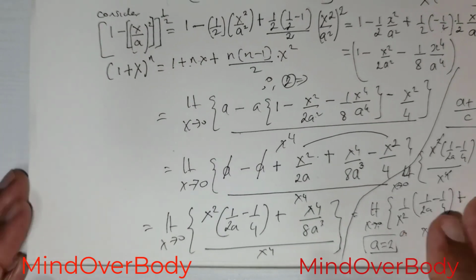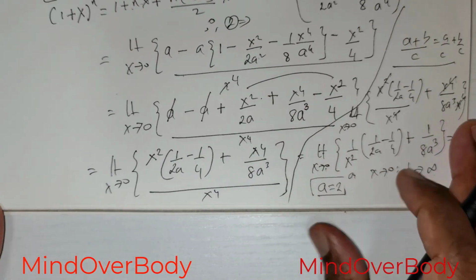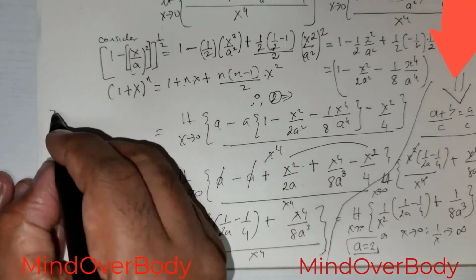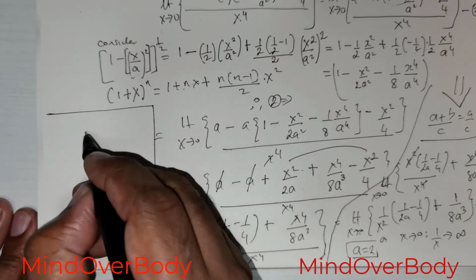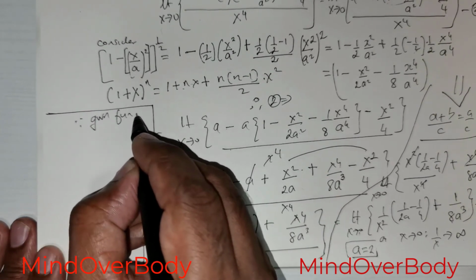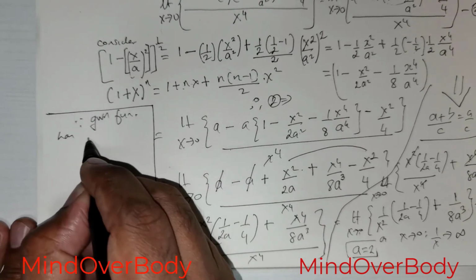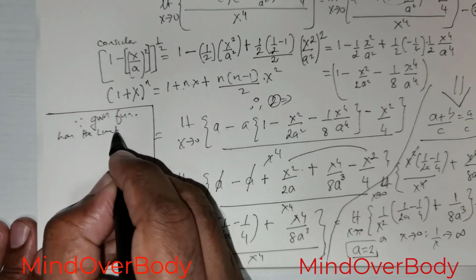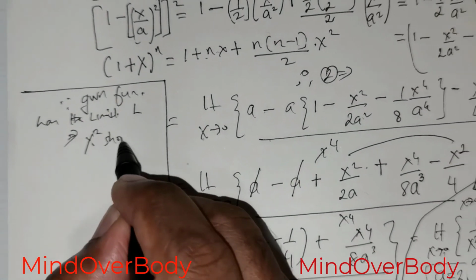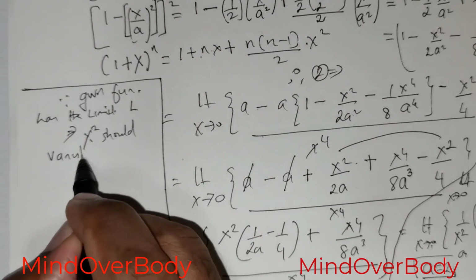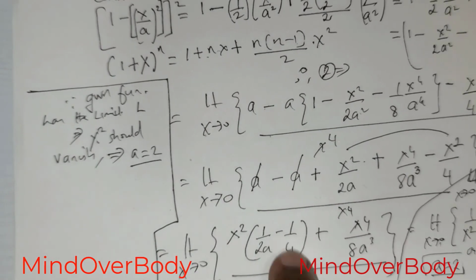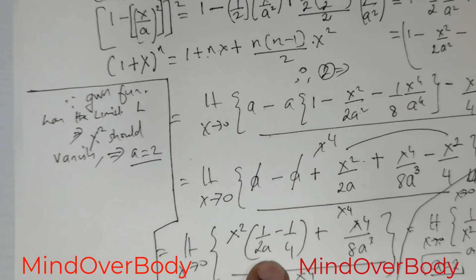So I'm going to state that this is for your explanation. This part which I've done is for explanation. You don't have to include that in the solution. So I'm going to write it here. Since the function is given as having the limit L, this implies the x^2 term should vanish. This means a should be equal to 2, right? They should perish. So for that to happen, a should be equal to 2.